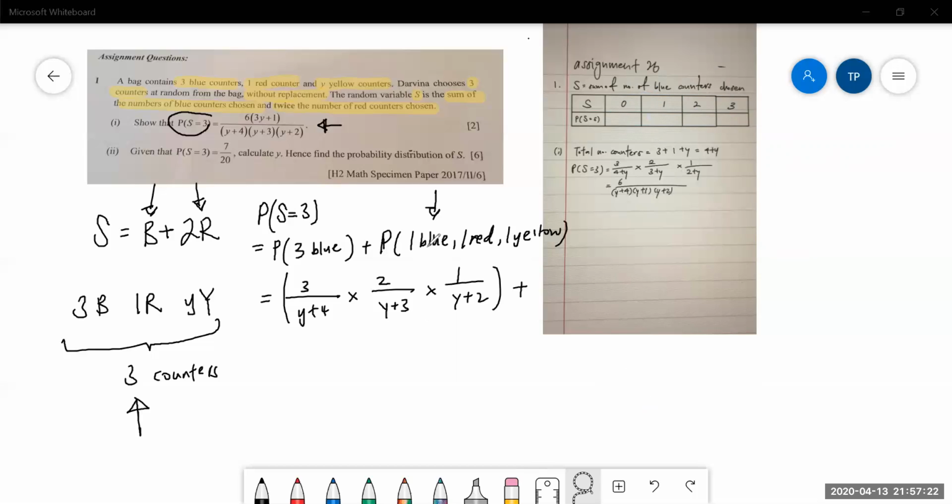So now I want to find the probability of getting 1 blue, 1 red, and 1 yellow. Previously when we did this before, is it the term 3 factorial? No, is it must do separately? Yeah, because we don't know, for example, blue, red, yellow, which one first. Can be red, blue, yellow. Can be yellow, blue, red. Can be yellow, red, blue.